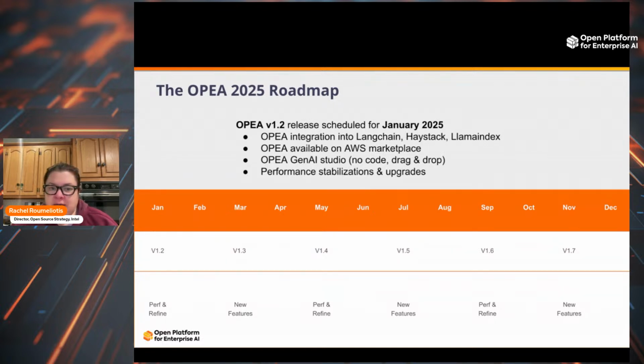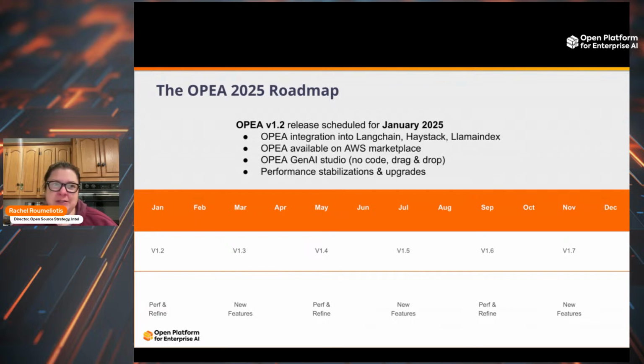The OPEA GenAI Studio is something we're looking for. And then we're always just looking at upgrades and stabilizations. And then our hope in 2025, and obviously put a pin in this, right? Because things move really fast, is that we want to have a 2-month .x release schedule, going back and forth between refining and performance and new features. And so, like I said, put a pin in it.